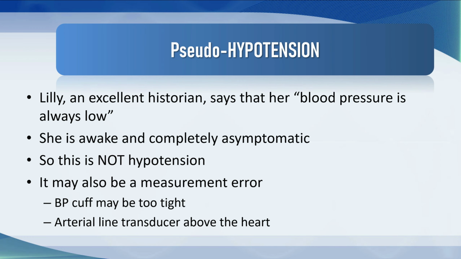Lily is an excellent historian, and she says her blood pressure is always low. She is awake and completely asymptomatic. So this is not hypotension. This is her normal blood pressure. Everybody's blood pressure is different, and there will be people who normally have a high blood pressure and people who normally have a low blood pressure, and they've had that all their lives. So this is not hypotension. And again, I will point out, you always have to be careful that this is not a measurement error.